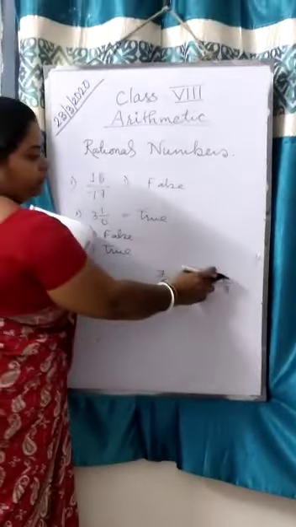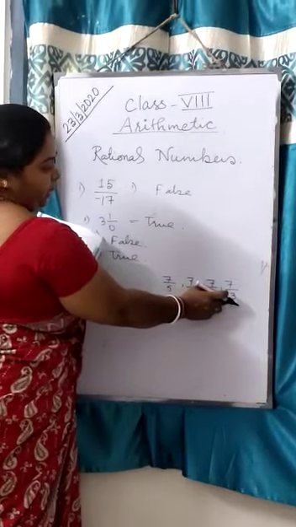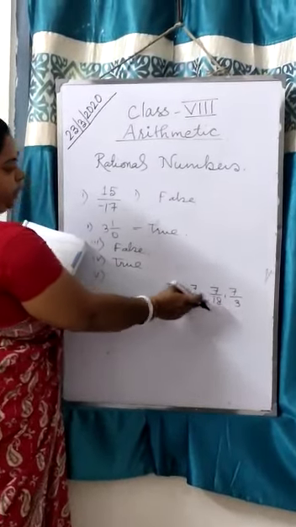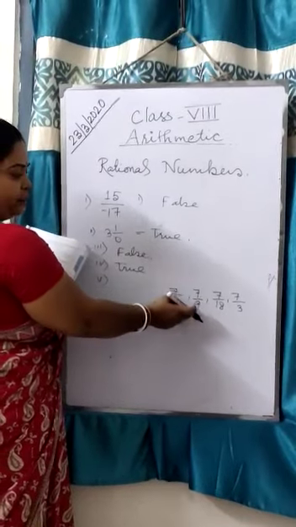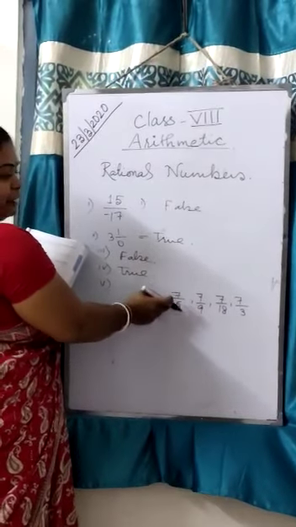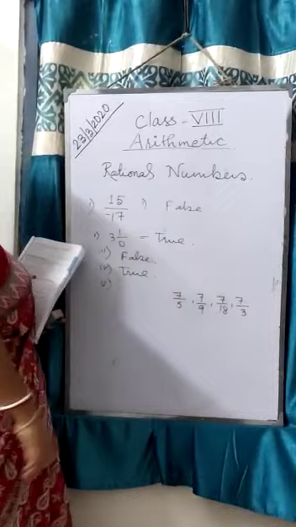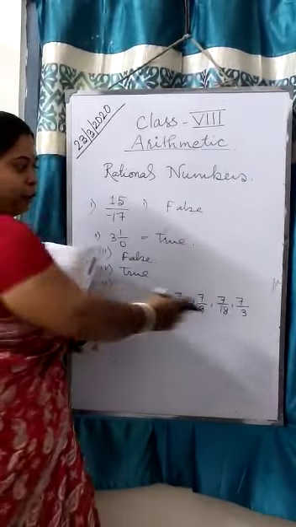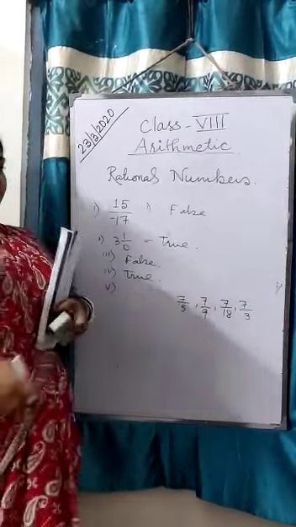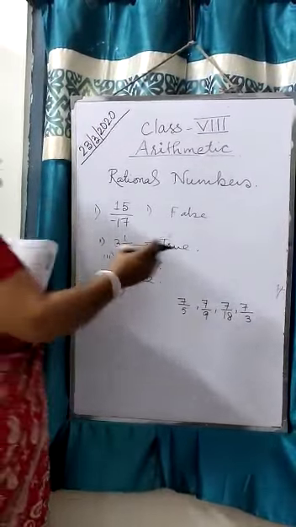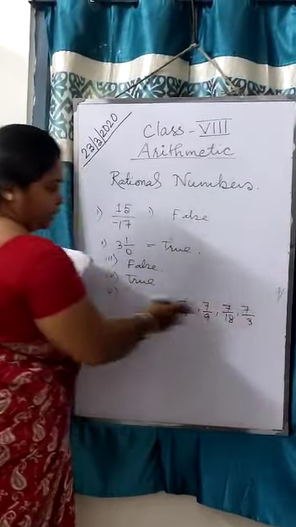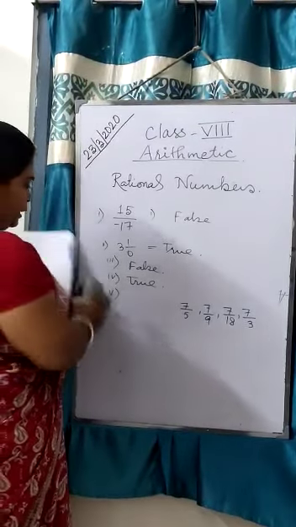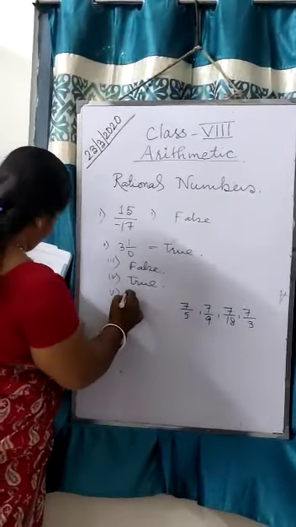Why? 7 chocolates divided into 3 parts. This says 7 chocolates divided into 18 parts. This says 7 chocolates divided into 9 parts. This says 7 chocolates divided into 5 parts. So in which condition will we get greater parts? When it is divided into 3 parts. So the denominator should be less with like numerators, then the fraction is greater. So it is called false.